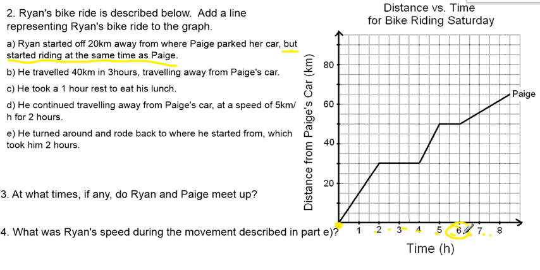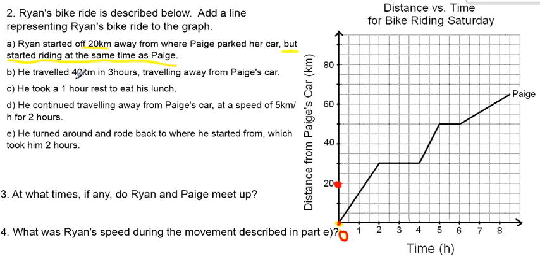If he started 6 hours in, I would have to adjust to draw his graph correctly on top of this one. So here I've added that information, the fact that he starts at the same time. And because he starts at the same time, we know his starting time is also going to be at time 0. But he starts 20 kilometers away. So that means Ryan starts here. So he starts his journey at the same time, so at time equals 0, but he doesn't start at Paige's car. He starts 20 kilometers away.